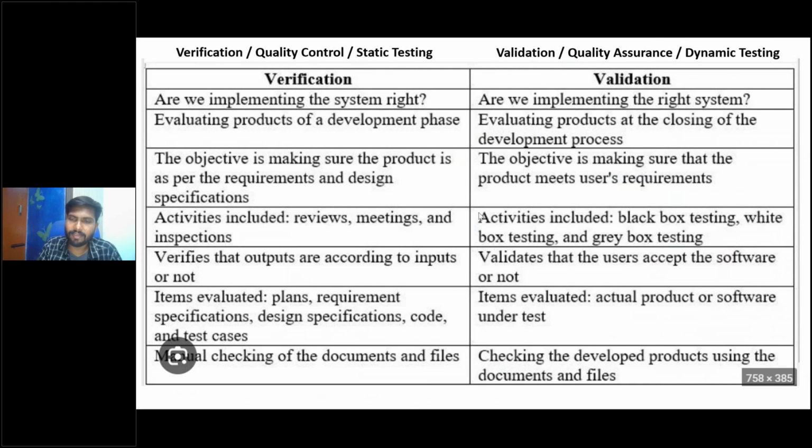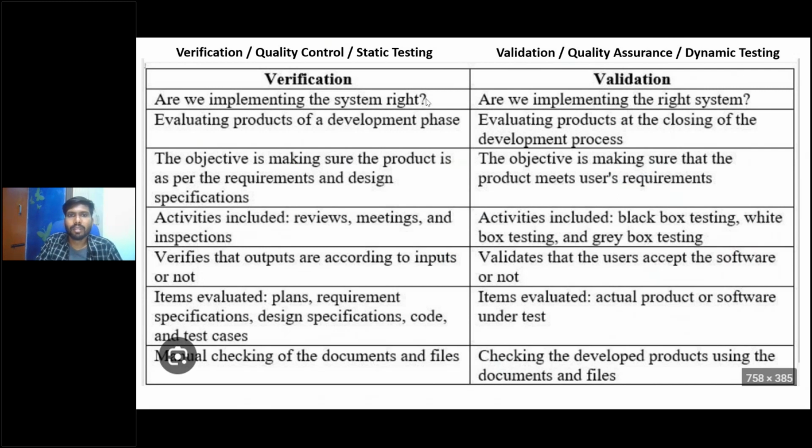In an interview, if they ask, you can't tell all these points, so this first point you should definitely tell: verification is to verify whether we are implementing the system right, whereas validation is whether we are implementing the right system. And then in verification, review meetings and inspection are part of verification, whereas white box and black box testing are part of validation. These two points should be enough to answer.